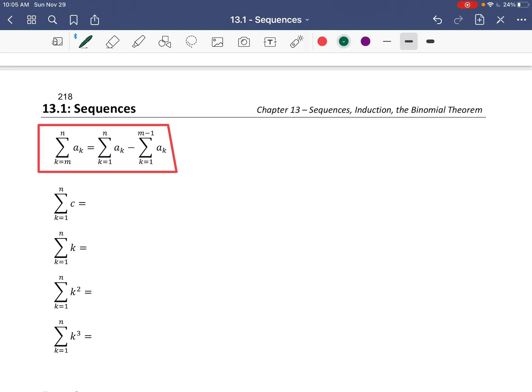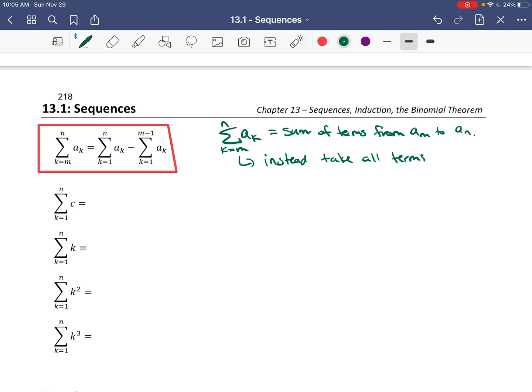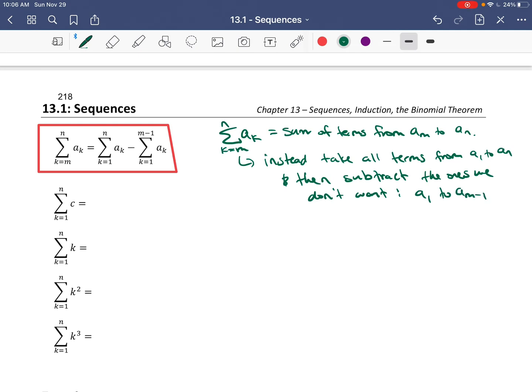So maybe I'll try to explain that. The sum from k equals m to n of a_k equals the sum of the terms from a_m to a_n. So what we could do instead is take all terms from a_1 to a_n and then subtract the ones that we don't want. That's a_1 to a_(m-1), because I do want a_m. So that's sort of what's going on there.